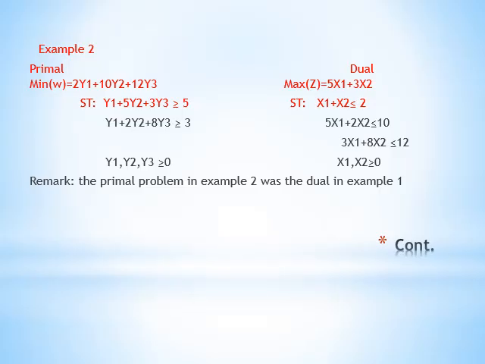The coefficients of the objective function will be the constants of the constraints of the primal. 5 will be the coefficient of x1, 3 will be the coefficient of x2. Then the objective function of the dual will take the following equation: max z equals 5x1 plus 3x2.